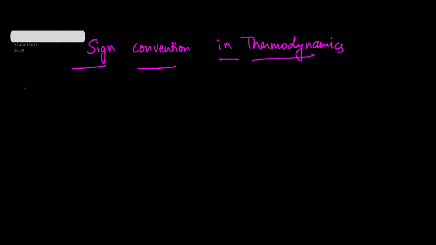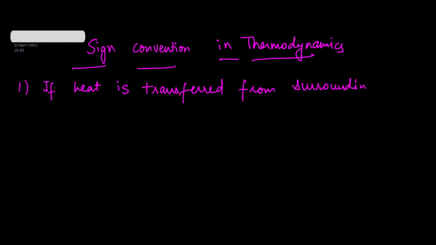Okay, so there are you could say 6 points. આમ તો 4 જ છે, પણ હું વધારે ડિટેલમાં લખાવું છું. ઓકે, સો ફર્સ્ટ વન, if heat is transferred from surroundings to system, that is heat is absorbed by the system.